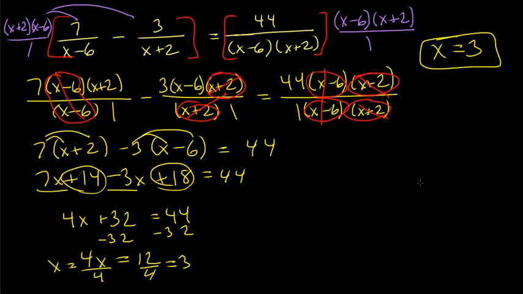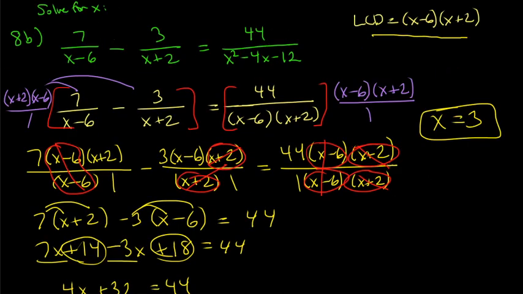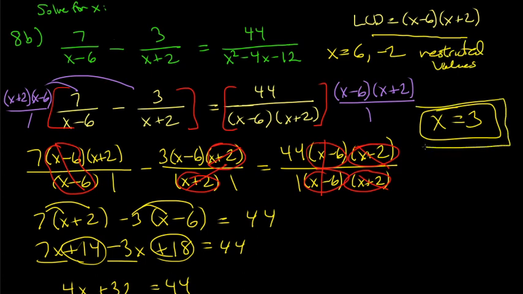Or is it? Remember, when you have an equation with fractions where x is in the denominator, you also have to worry about the restricted values. The restricted values here, what makes the denominator 0, are 6 and negative 2. So these are restricted values. And 3 is not a restricted value. So there's no problem here. x equals 3 is the solution.